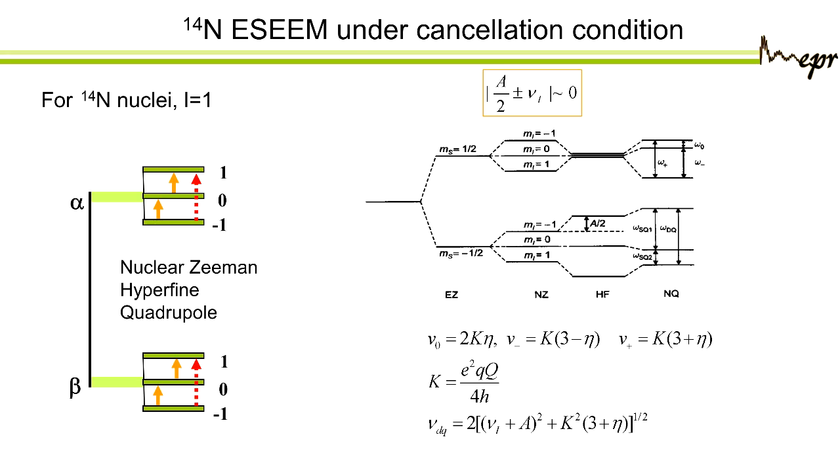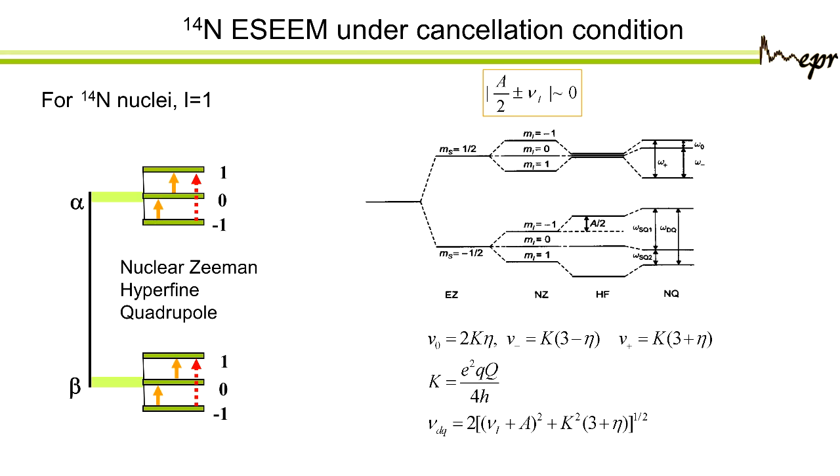In orange, you see the single quantum transitions, the nuclear transitions, and in red, you see the double quantum transitions. The splitting of these nuclear levels will depend on the nuclear Zeeman of the N14, on the hyperfine coupling, and on the nuclear quadrupolar interaction. So in a HYSCORE experiment, we should see, for instance, cross peaks between all the arrows in the bottom level with all those in the upper level.